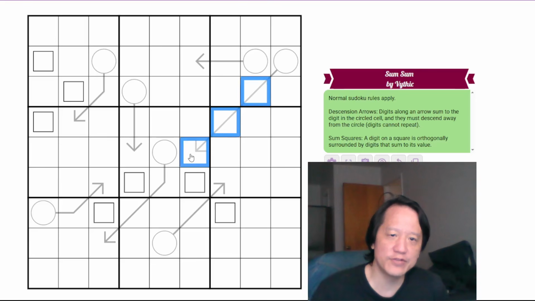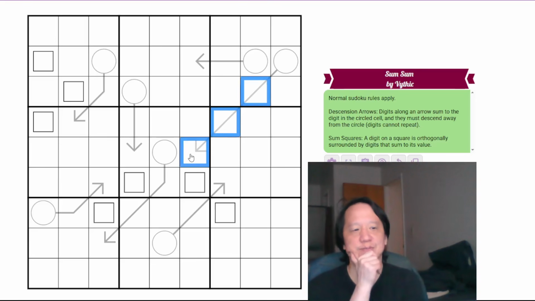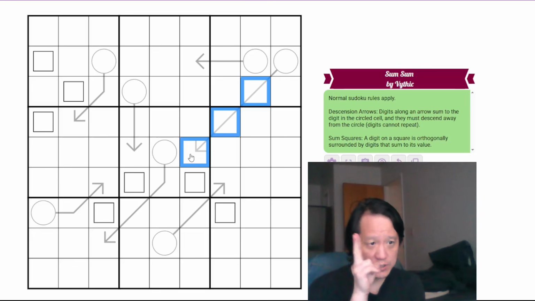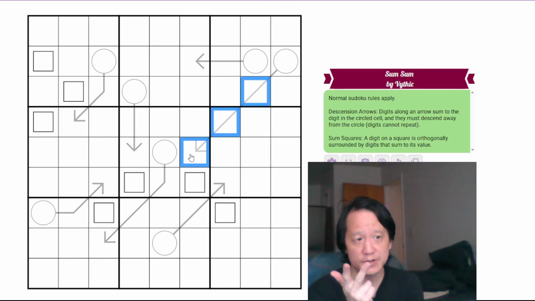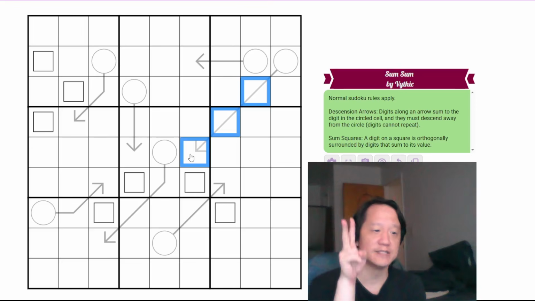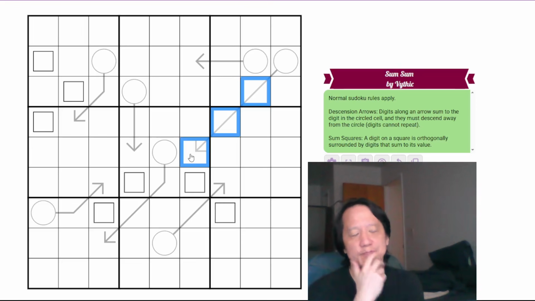Okay, so every 3-digit sum is going to be special. Anytime you have 3 unique digits adding up to a single digit, you're guaranteed at least 2 of them have to be from 1, 2, or 3. Because just look at all the combinations. 1, 2, and 3 adds up to 6. Again, I said at least 2 of them must be 3 or less.